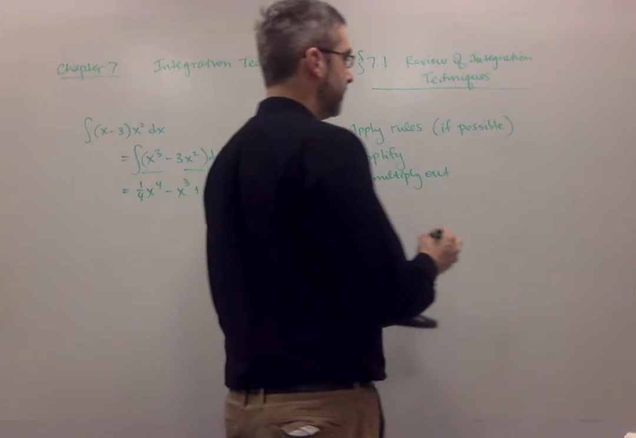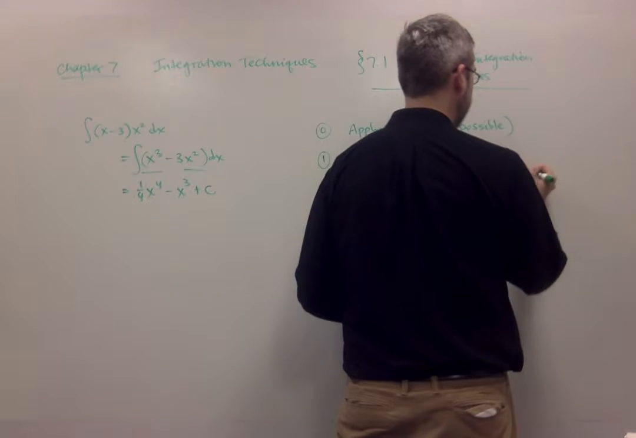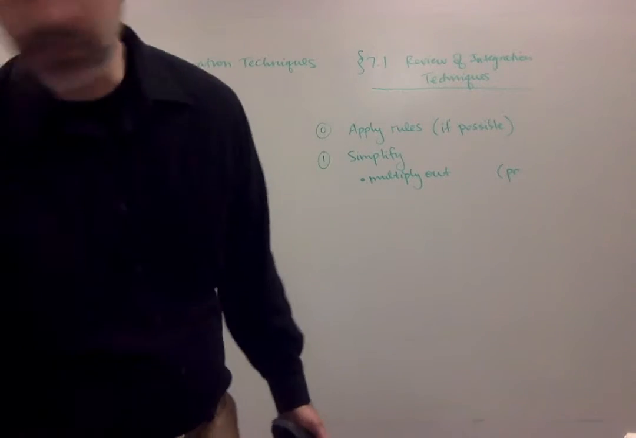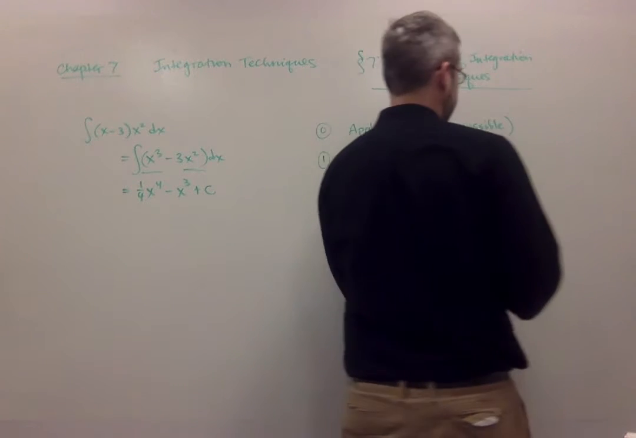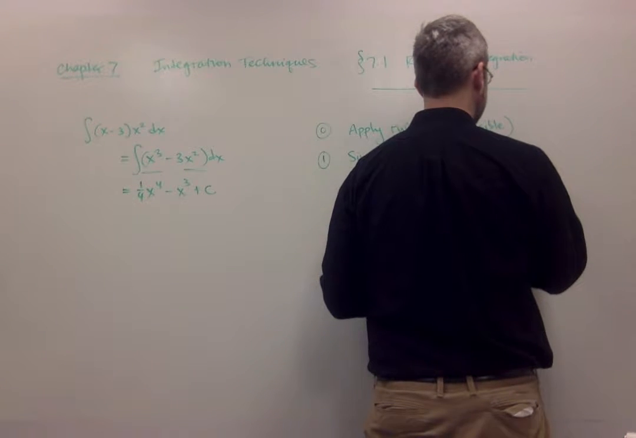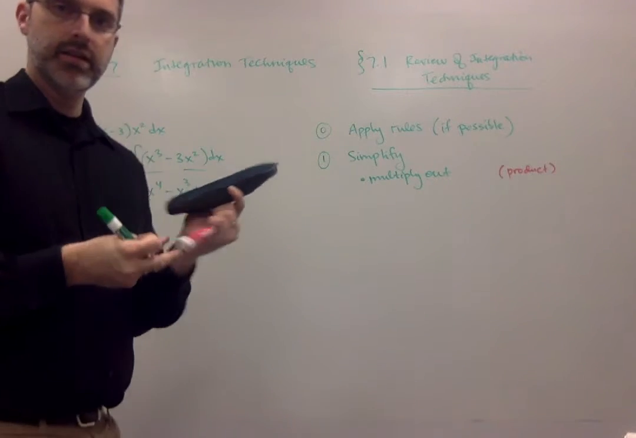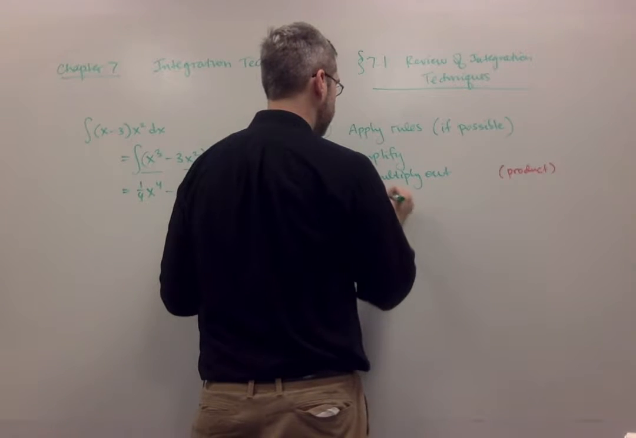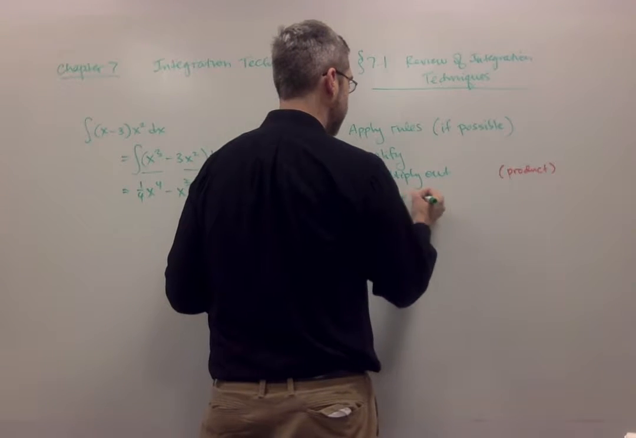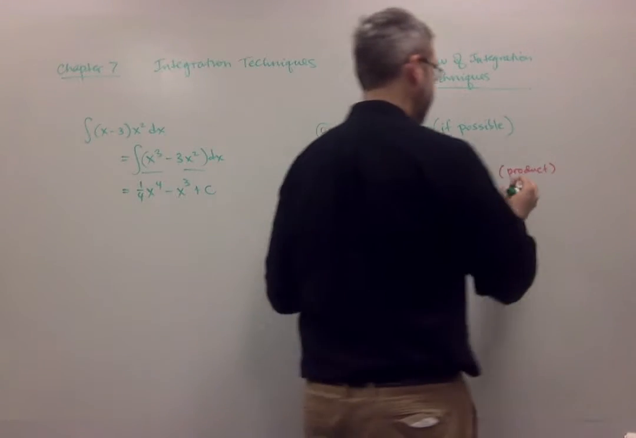When we see products, here's what we're looking for. We're looking for a product there, right? So if I see a product, maybe I might try to multiply it out. Same thing for division. I might divide out if I see a quotient.